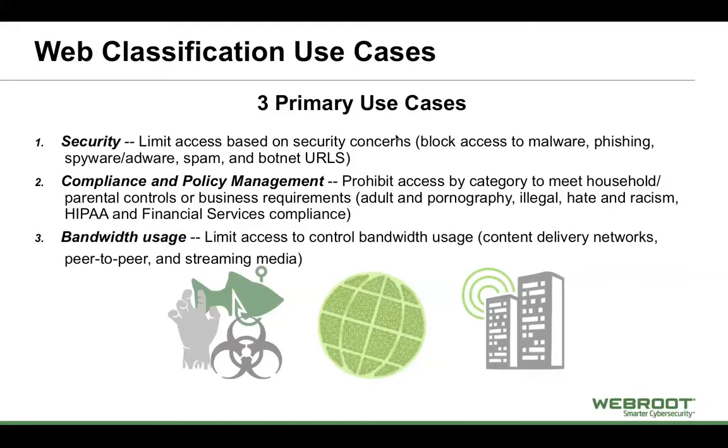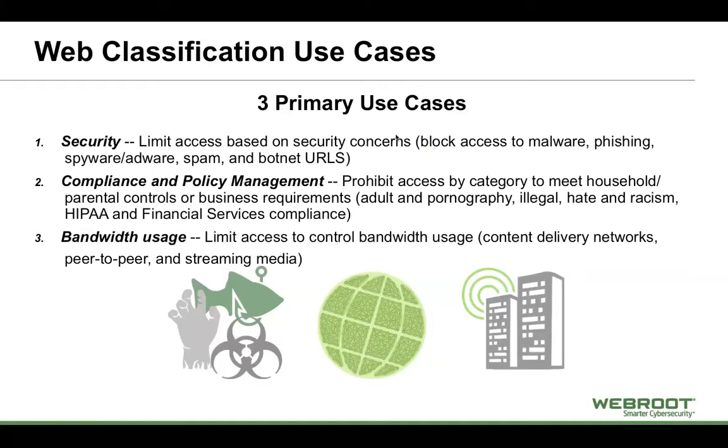So our web classification provides functionality in 3 different use cases. Security: we're able to provide intelligence on the URLs that users should not go to, because we know that they're either phishing sites or malware sites, drive-by download sites, botnets, spam sources, etc., different types of things.